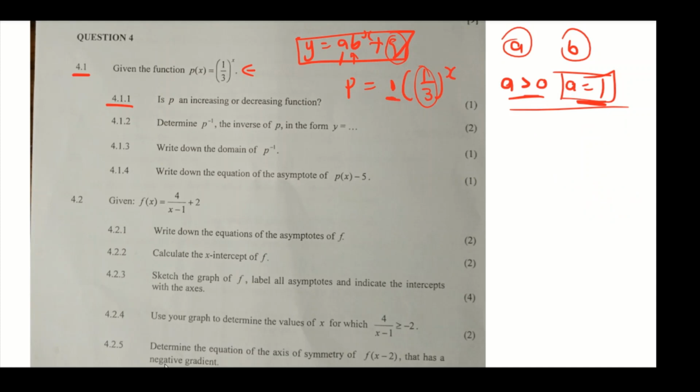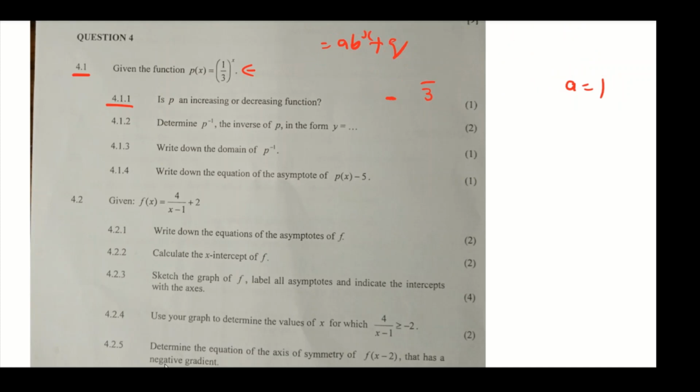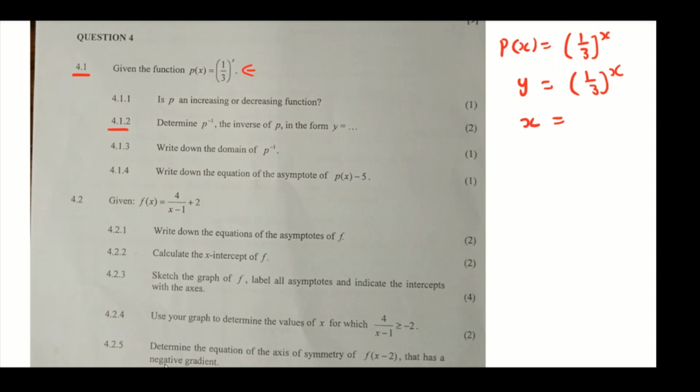So now we're going to do the second part, 4.1.2, right? 4.1.2 says determine the inverse of the function, basically p to the power of minus 1. So how do you find the inverse? We have p of x equals 1 over 3 to the power of x, which is literally y equals 1 over 3 to the power of x, right? So remember, in the inverse we interchange x and y. So where there's y, we put x, and where there's x, we put y.